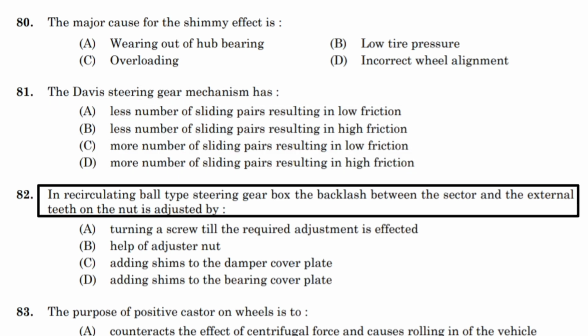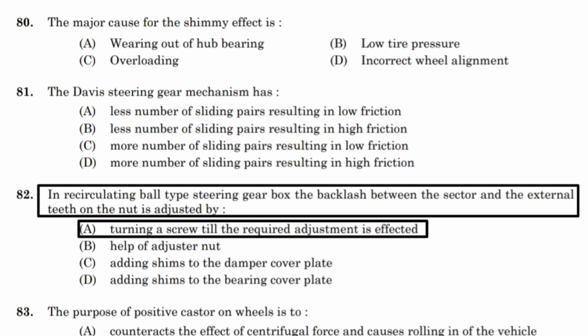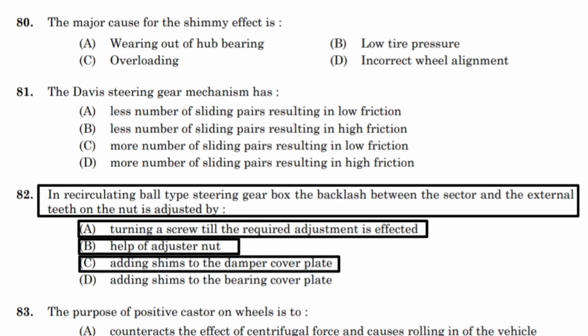82. In recirculating ball-type steering gear box, the backlash between the sector and the external teeth on the nut is adjusted by A. Turning a screw till the required adjustment is effected, B. Help of adjuster nut, C. Adding shims to the damper cover plate, D. Adding shims to the bearing cover plate. Answer A. Turning a screw till the required adjustment is effected.